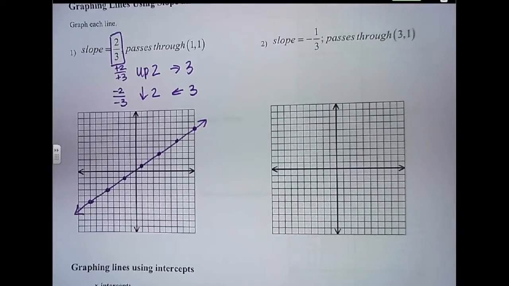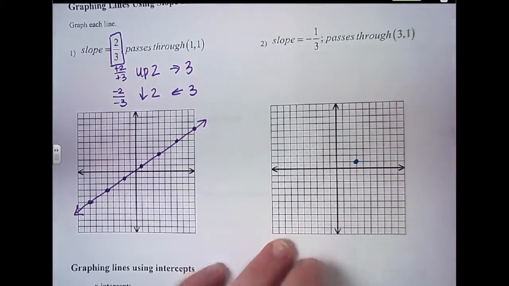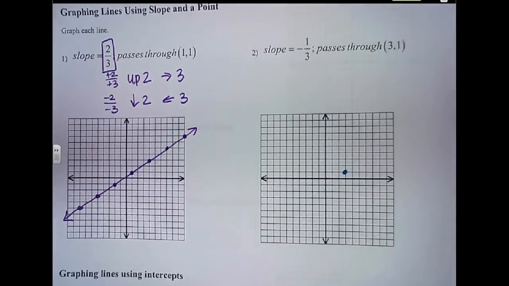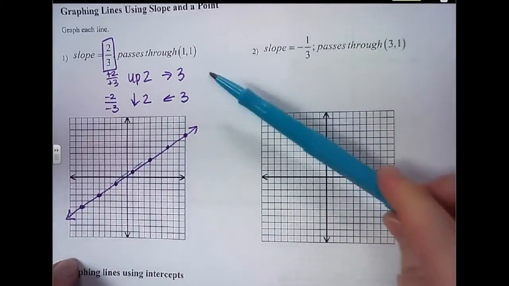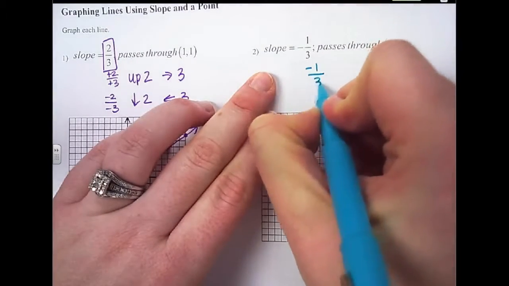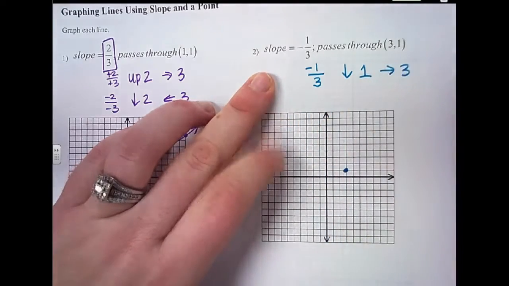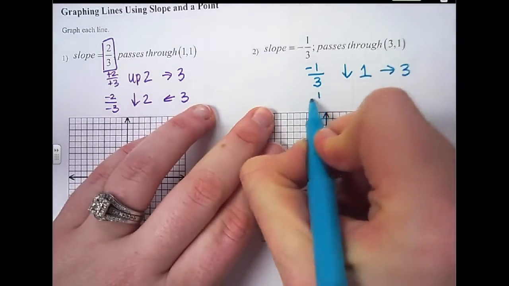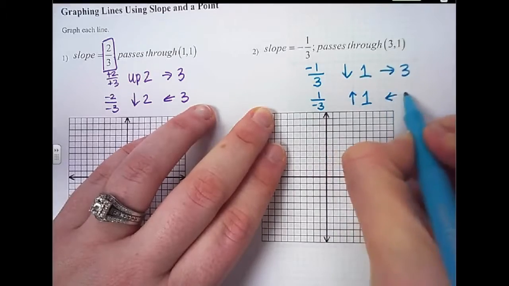Okay, number 2, where do we start? 3, 1. Start at 3, 1. So you go to the right 3 and up 1 and graph your point. Okay, a negative slope. If a positive slope goes uphill like this from left to right, negative should go downhill like this. Okay, so when you look at your slope, you can put the negative on top. So I can go down 1 and right 3. Or I can put the negative on bottom and go up 1 and left 3.